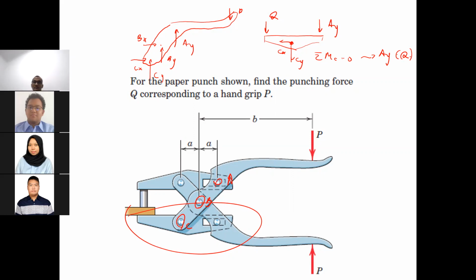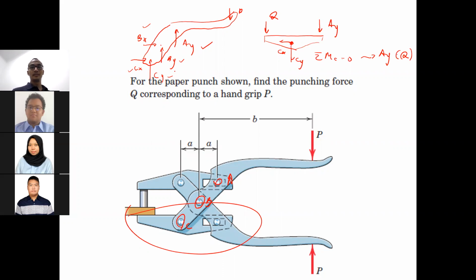So then what are we supposed to do after that? Maybe sigma FY. Sigma Fy. So wait a minute. Let me check first the number of unknowns that we have here. Let us take a look. P is a known value. AY is unknown. PY is unknown. PX is unknown. CX is unknown. CY is unknown. So we have 5 unknowns there.